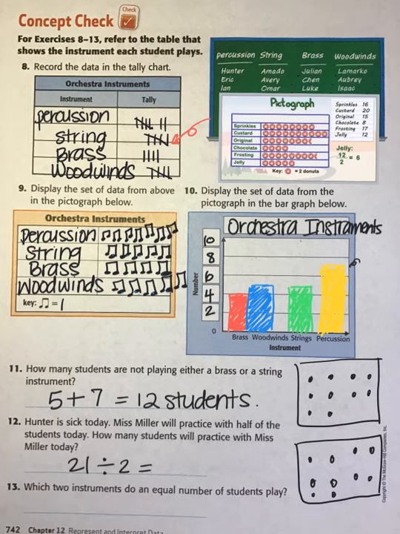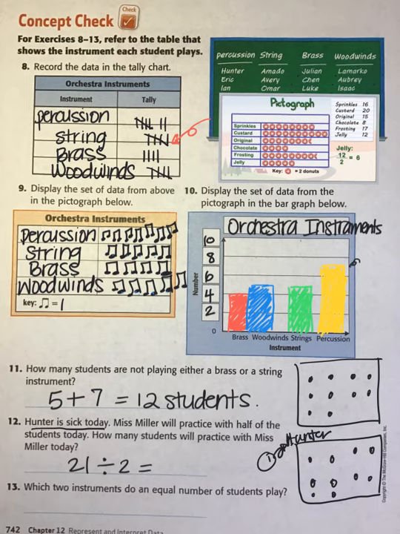We can't have half a student. If you remember, Hunter is sick today. So this one extra student is actually Hunter. So we don't have to worry about that extra student. Instead, we could just count how many are in either box, and we can find out how many students are going to practice with Miss Miller today.